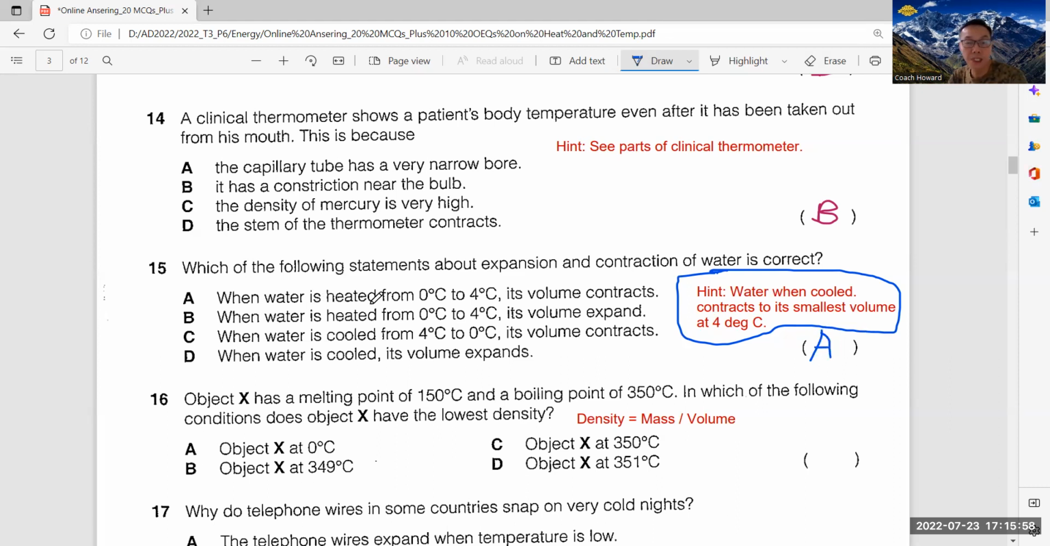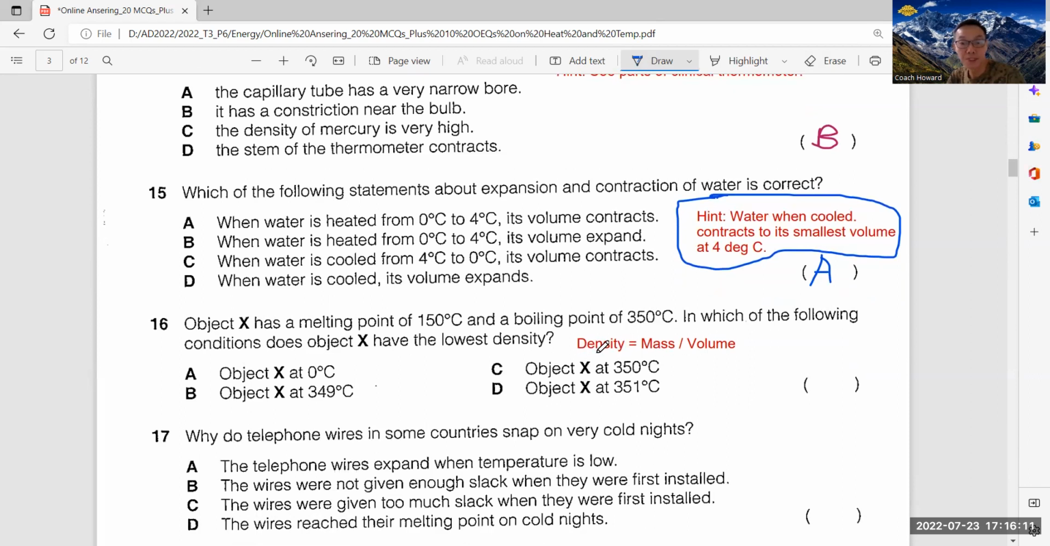Okay, when water gains heat from 0 to 4, its volume contracts. The reverse, its volume contracts. Okay, next, I also put this one here. This one I explained a little bit.